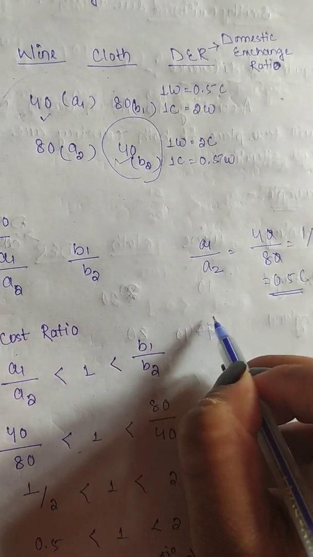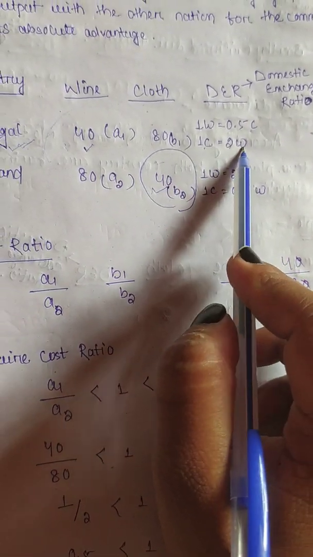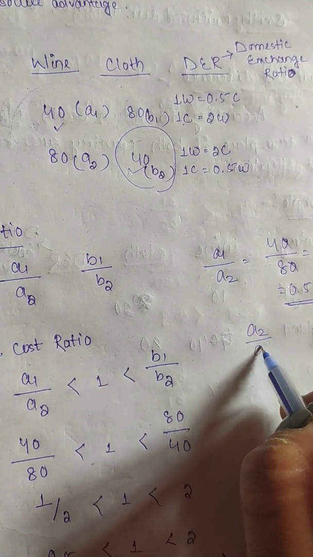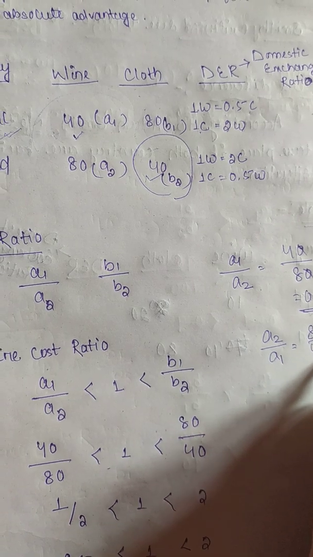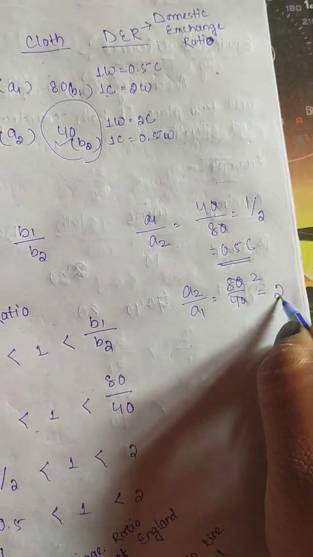Likewise, suppose 1 cloth is equal to 2 wine. How to determine it? For 1 cloth, we take A2 by A1. That means 80 by 40. Then we can simply solve this. It is 2.